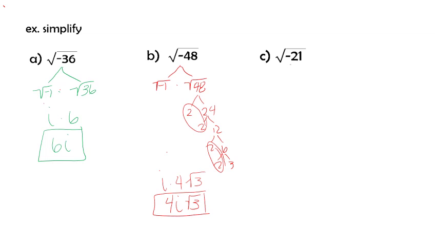For this last one, I would have the square root of negative 1 times the square root of 21. Well, 21 is just 3 times 7. So I end up with I times the square root of 21. Done. Okay, so always pull out that I first.